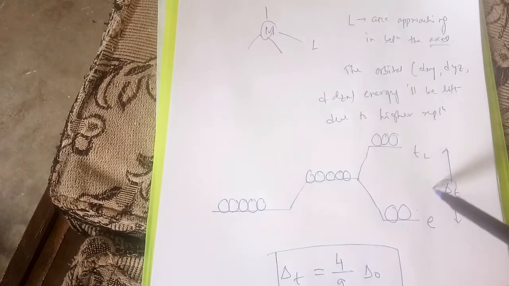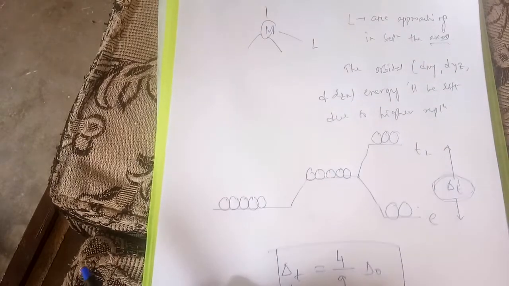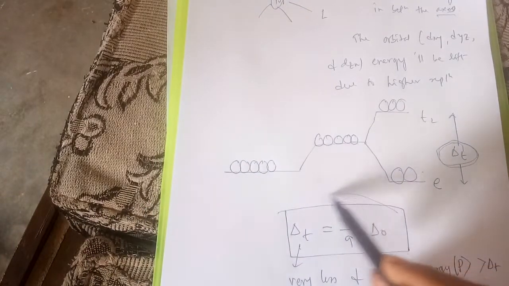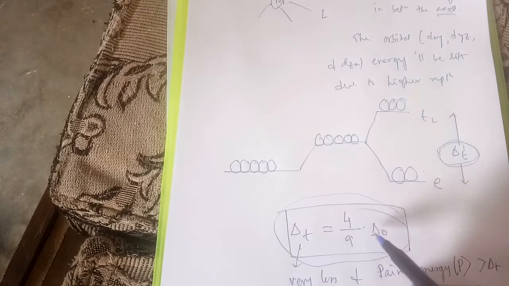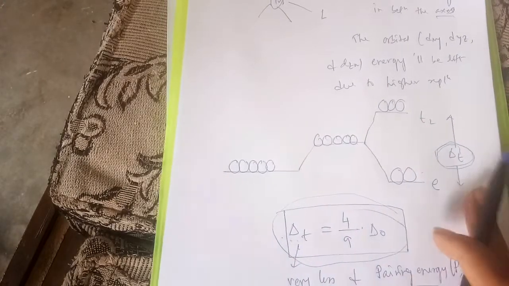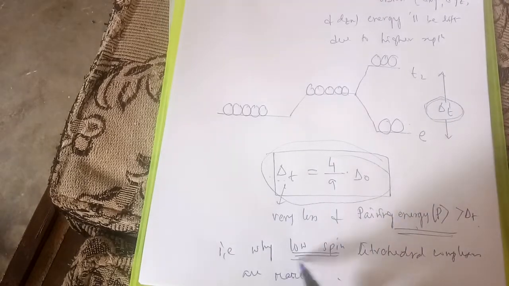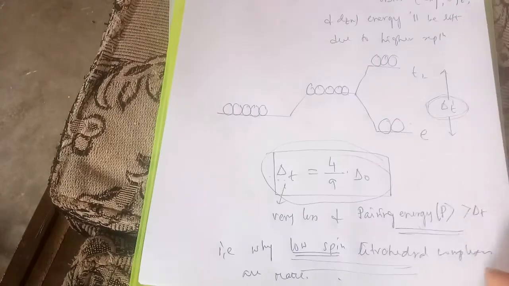Now this del T value, because in a tetrahedral complex 4 ligands are approaching, the repulsion will be less. And this del T value is found to be 4 by 9 of del O value, meaning del T value is less and pairing energy always remains more than the del T value. That is why low spin complexes in this are rare.